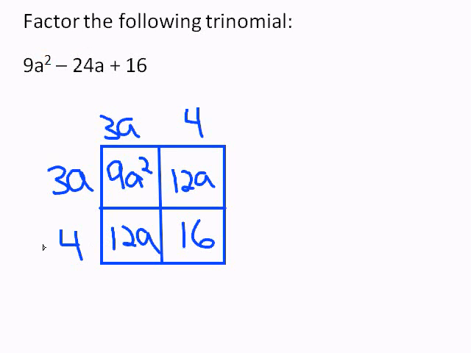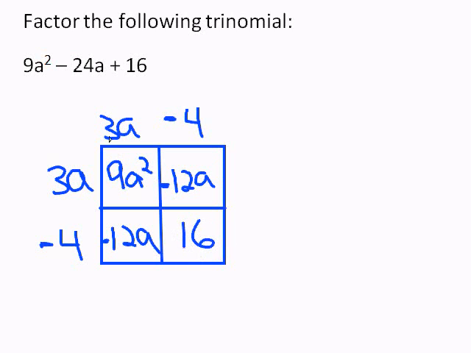Well, we can change this up just a little bit by making the positive 4s both negative, which is going to change this to negative 4 times 3a, which is negative 12a. 3a times negative 4 is going to give us negative 12a. It's going to change it up so that our middle terms add up to negative 24a. But negative 4 times negative 4 is still positive 16.